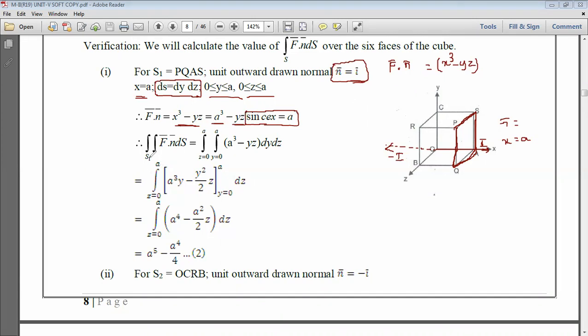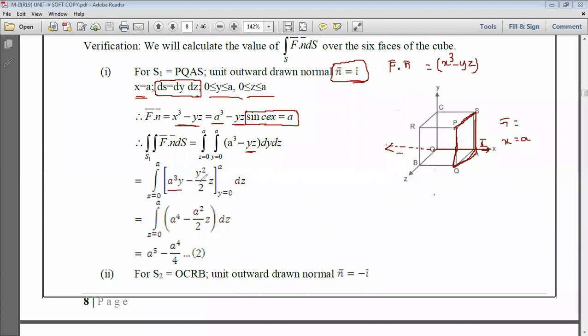Now you need to find, for the first surface S1, the integral of f bar dot n bar ds: integral 0 to a, integral 0 to a, of a cube minus yz dy dz. First you have to apply integration with respect to z. Since both limits are constant, you can apply with respect to y or z, nothing will go wrong. So here we first applied with respect to y. So a cube y minus y square by 2 times z, between the limits 0 to a. And I substituted the limits here.